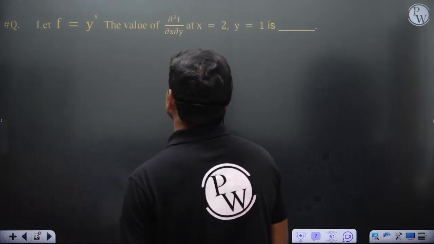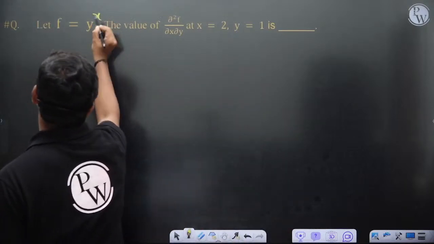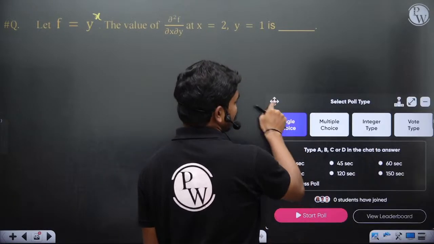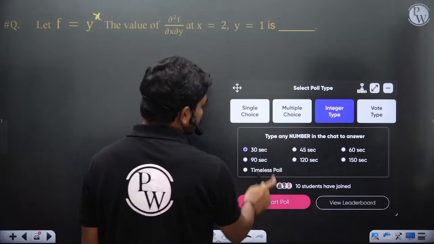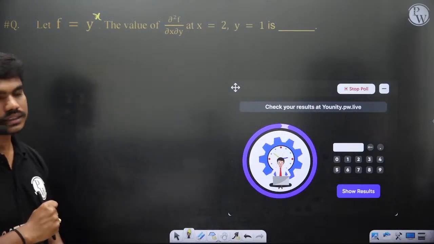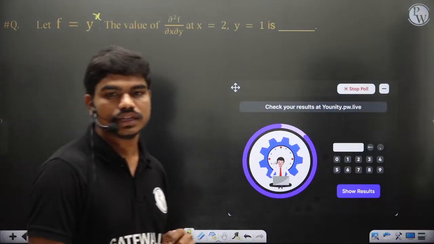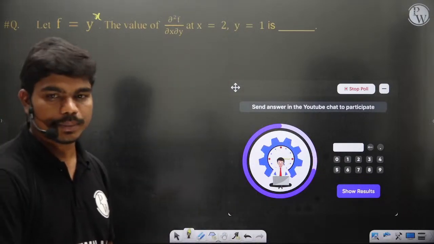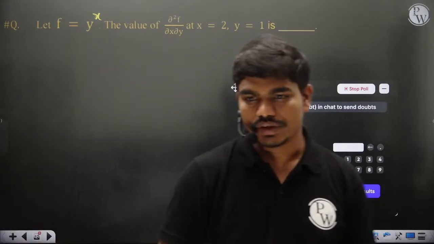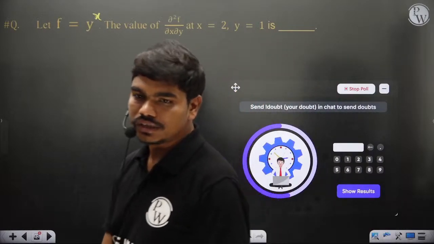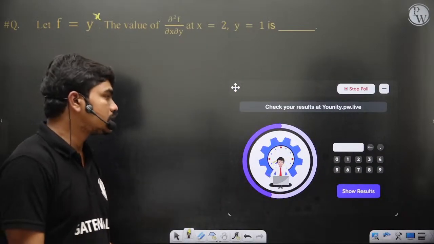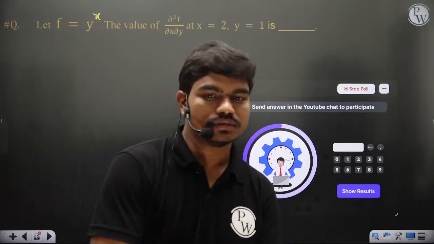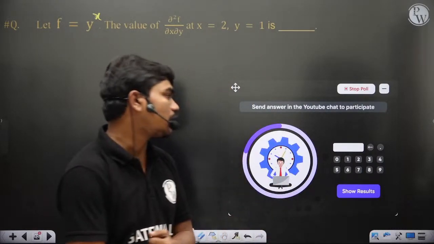Answer this question. If f is equal to y power x, what is the value of ∂²f/∂x∂y at x equal to 2, y equal to 1? Come on, do this. If you have already solved this question, then enter the answer. This is one of the homework questions that I gave you in the last class. The answer is coming out to be 1, maybe. If you have already solved it, then enter the answer, because it's a homework question, so I expect you to solve this. 1 is the answer? Okay, maybe, I'm not sure. Let's check how much it's going to be.